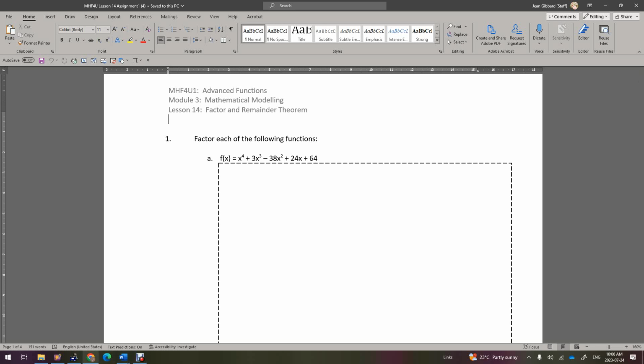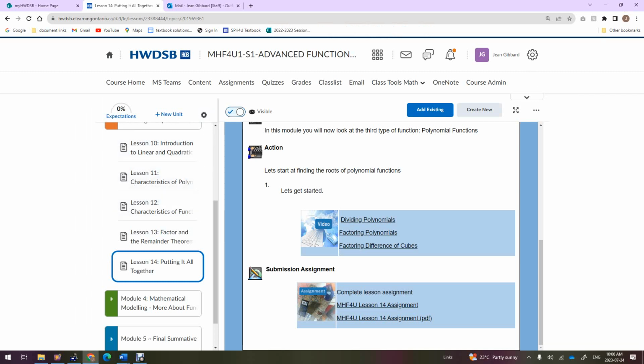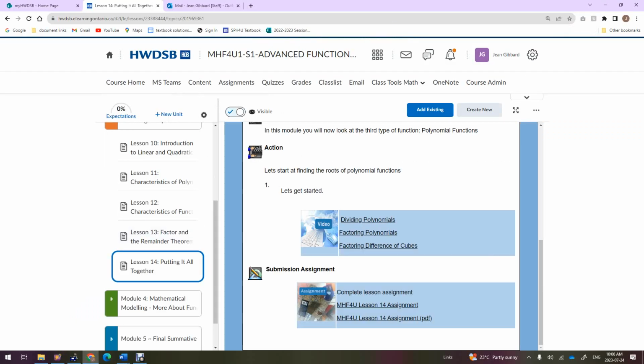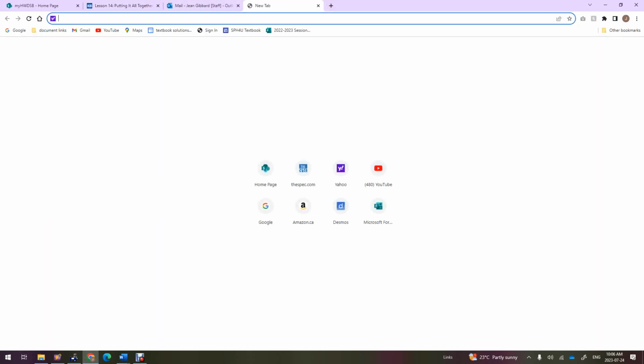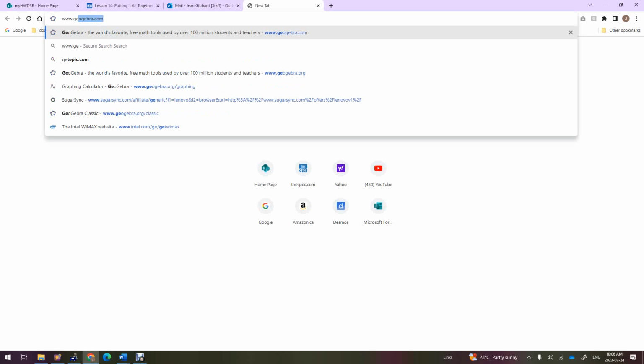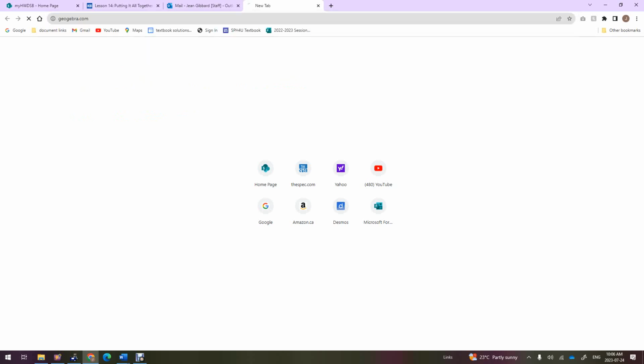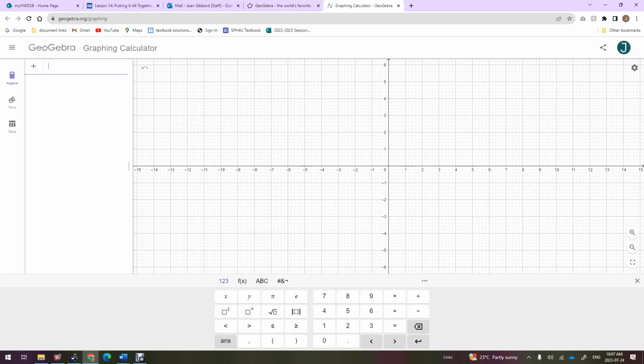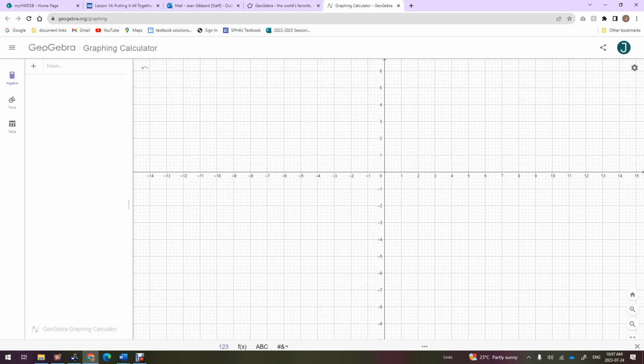So I'm going to come over to Google. And I can't use Desmos because Desmos is limited to the number of terms you can have. So I'm going to use a different one called GeoGebra.com. Then I'm going to come down to Graphing Calculator. Now this looks very similar to Desmos.